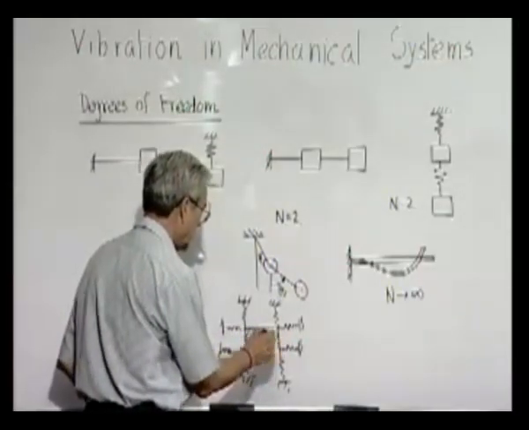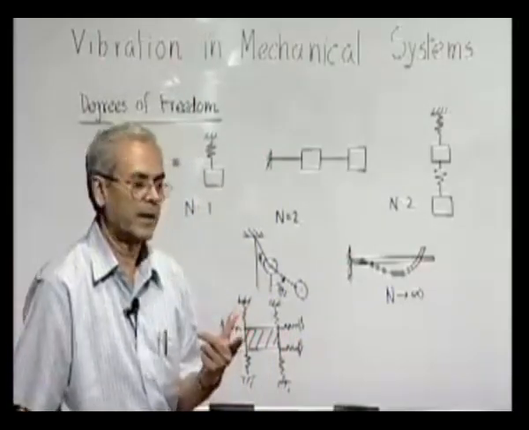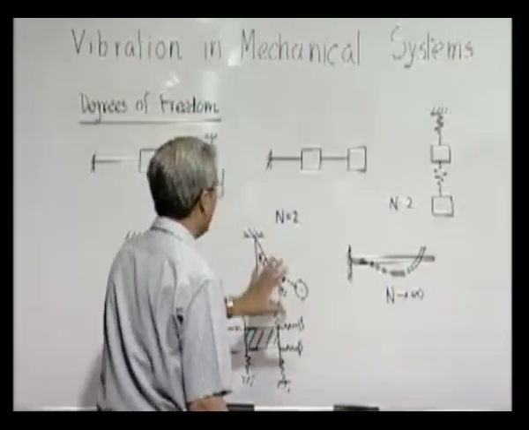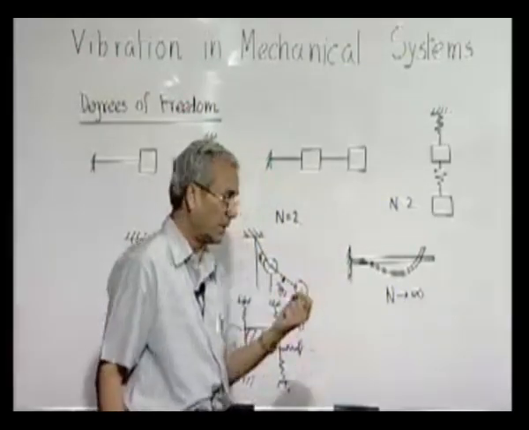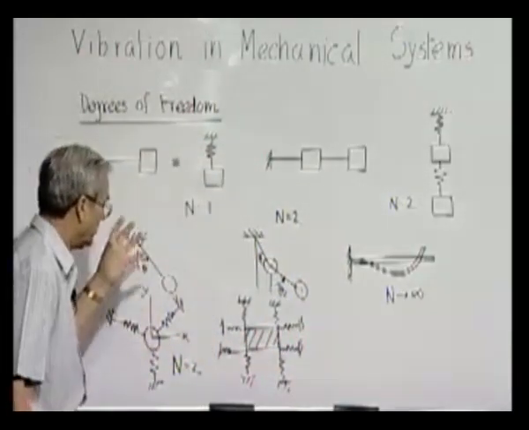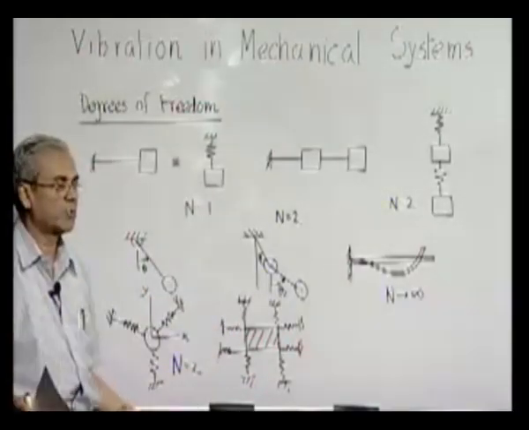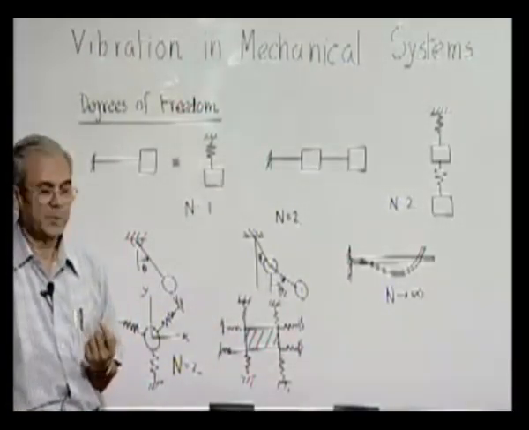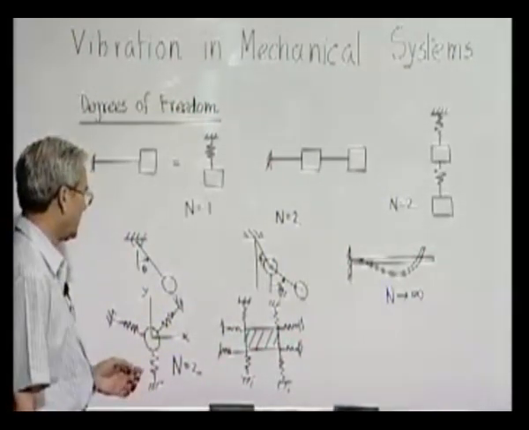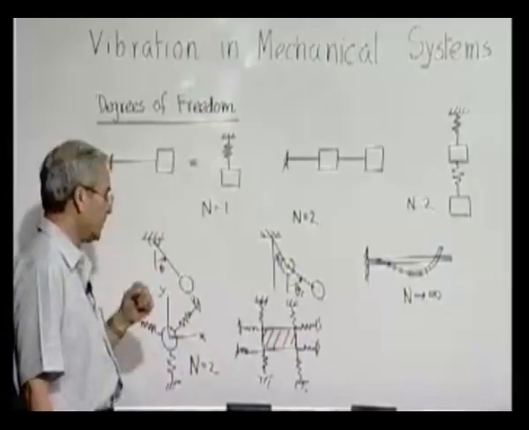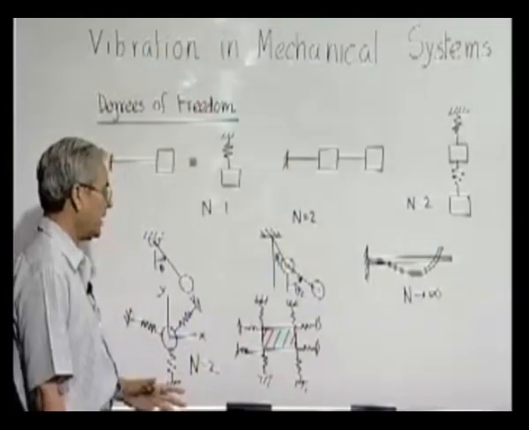So, though this is a single rigid body, in plane motion it will have 3 degrees of freedom. Therefore, the number of degrees of freedom is not necessarily associated with the number of particles. In the most general case, one rigid body in 3-dimensional motion can have 6 degrees of freedom. A rigid body in plane motion can have 3 degrees of freedom, and a particle in plane motion will have 2 degrees of freedom if it is confined in a plane.